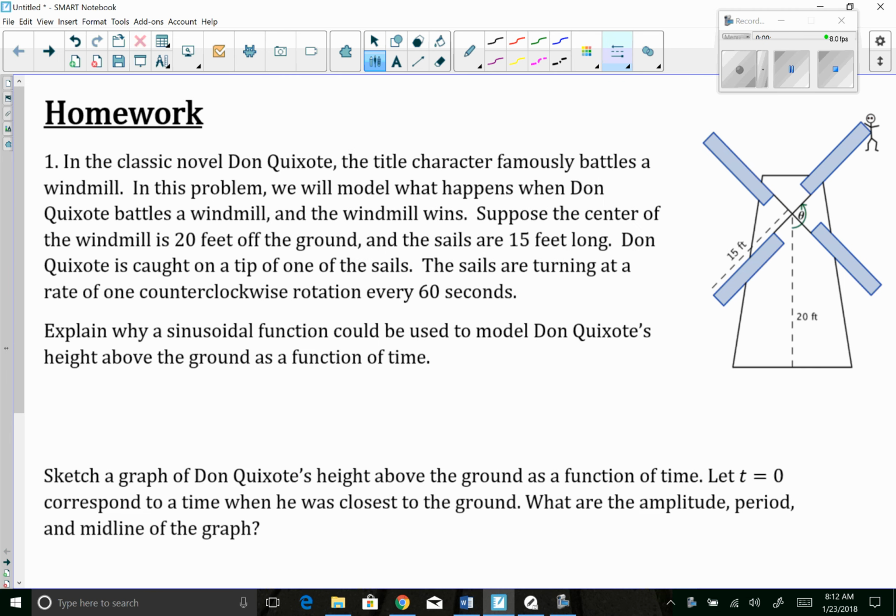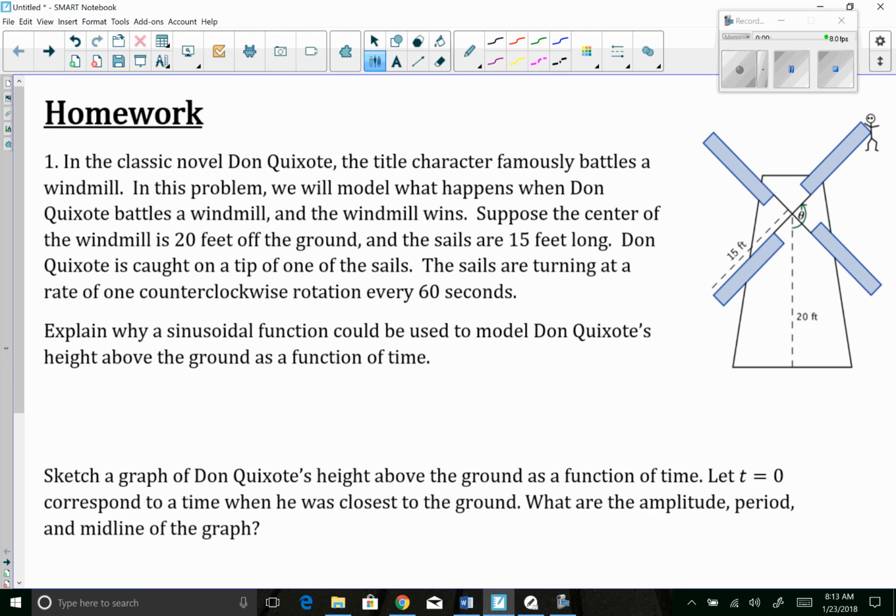the title character famously battles a windmill. In this problem, we will model what happens when Don Quixote battles a windmill and the windmill wins. Suppose the center of the windmill is 20 feet above the ground. We can see that in our picture here. And the sails are 15 feet long. So each sail is 15 feet long.